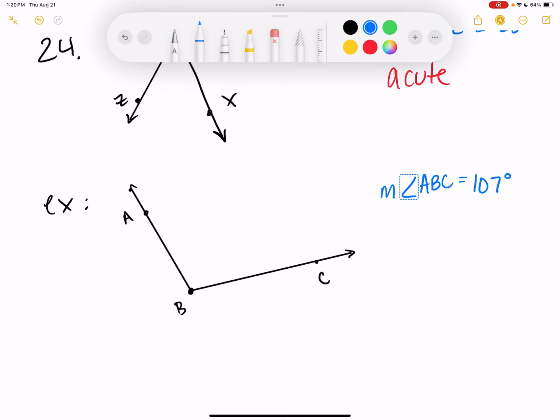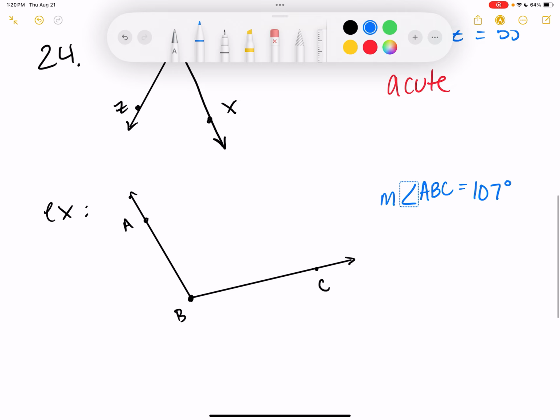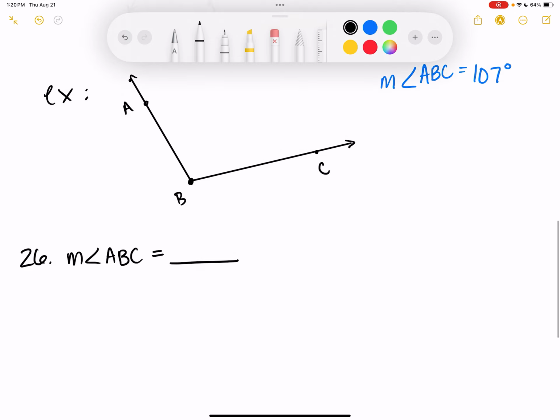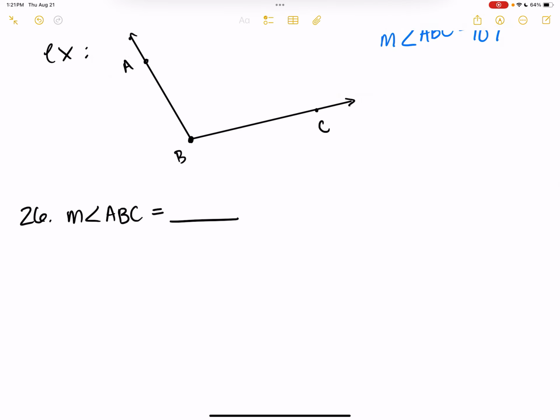Let's see. Next is to use the angle addition postulate to find the measure of the unknown angle. So 26. The measure of angle ABC is equal to, and that's what we're trying to solve for. They give us a picture. That's not what it looks like. That has something like this, basically. This is C, this is B, A, and D. And they tell us that this angle is 60 degrees and this angle is 45 degrees.